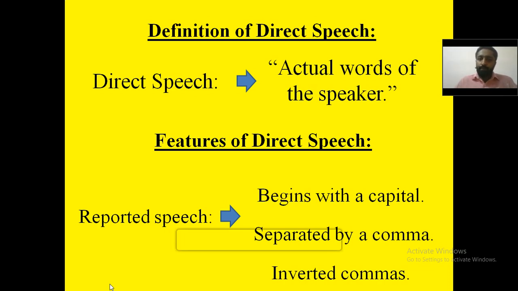So direct speech means these are the actual words of the speaker, which means we do not add anything, we do not subtract anything. So there are three important features of direct speech, and they are: begins with a capital letter, separated by a comma, and it will have inverted commas.